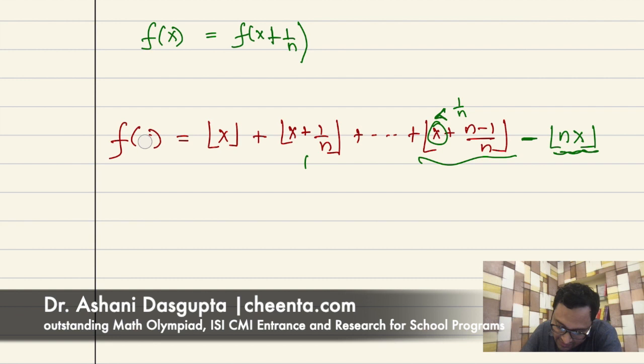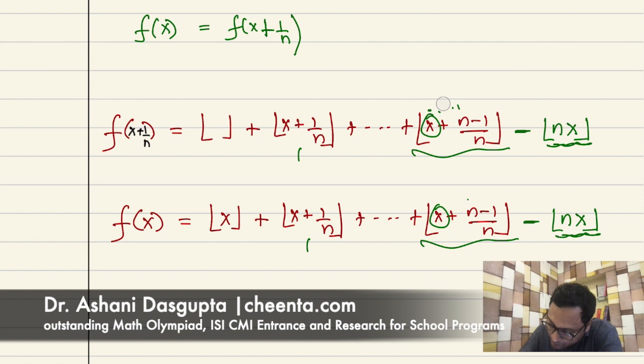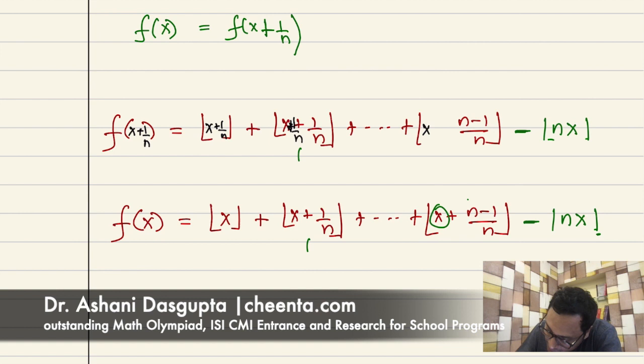And I'm just going to replace every x by x plus 1 over n. Actually, I'll make two copies of it, so I'll be able to compare these two things. Let's remove these little pieces. I'm just replacing x by x plus 1 over n. And this one becomes x plus 1 over n plus this. And this one also becomes n times x plus 1 over n.